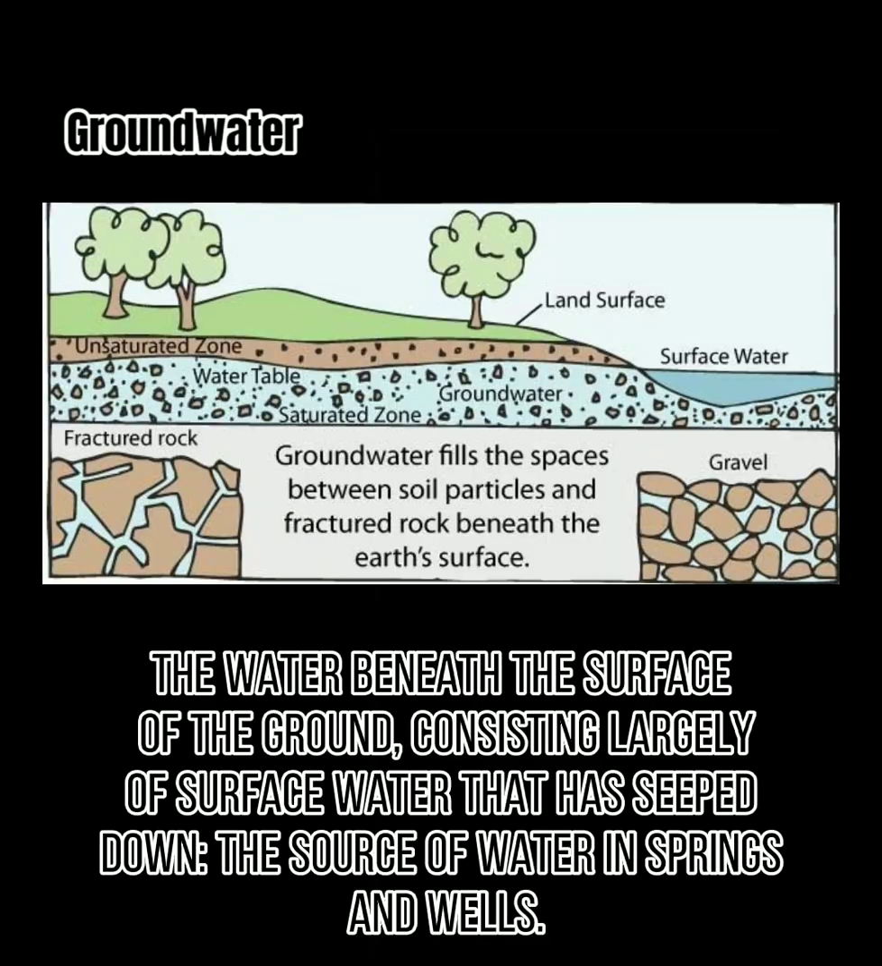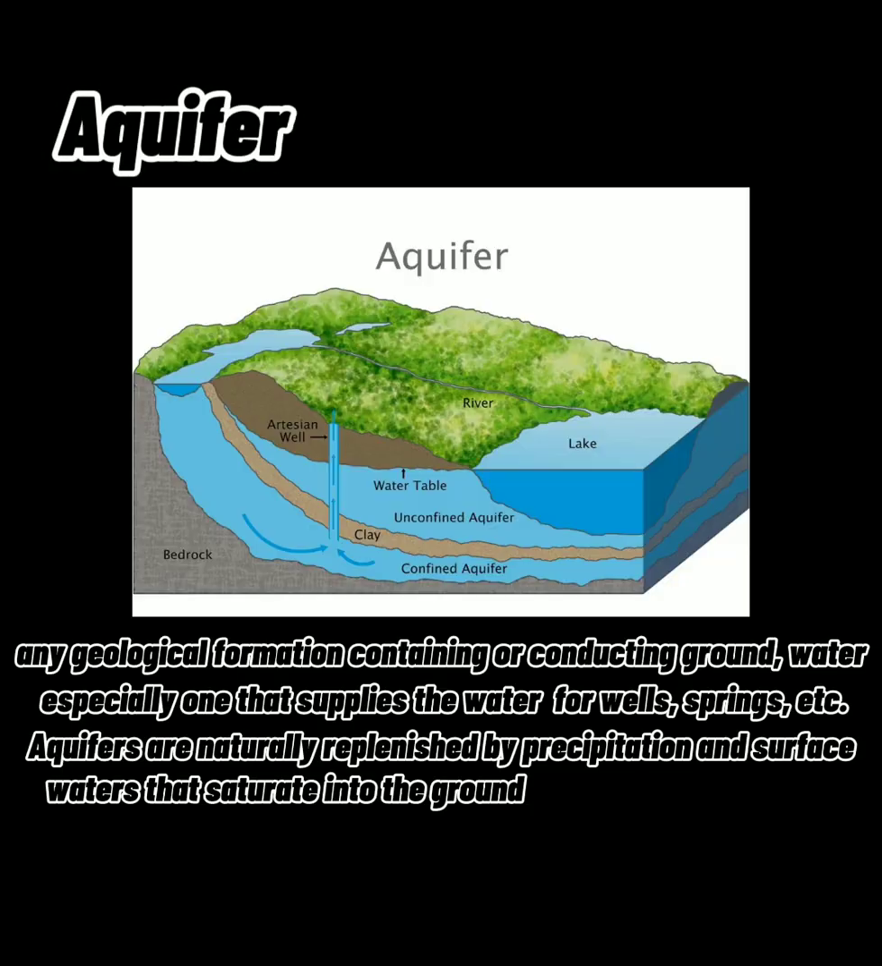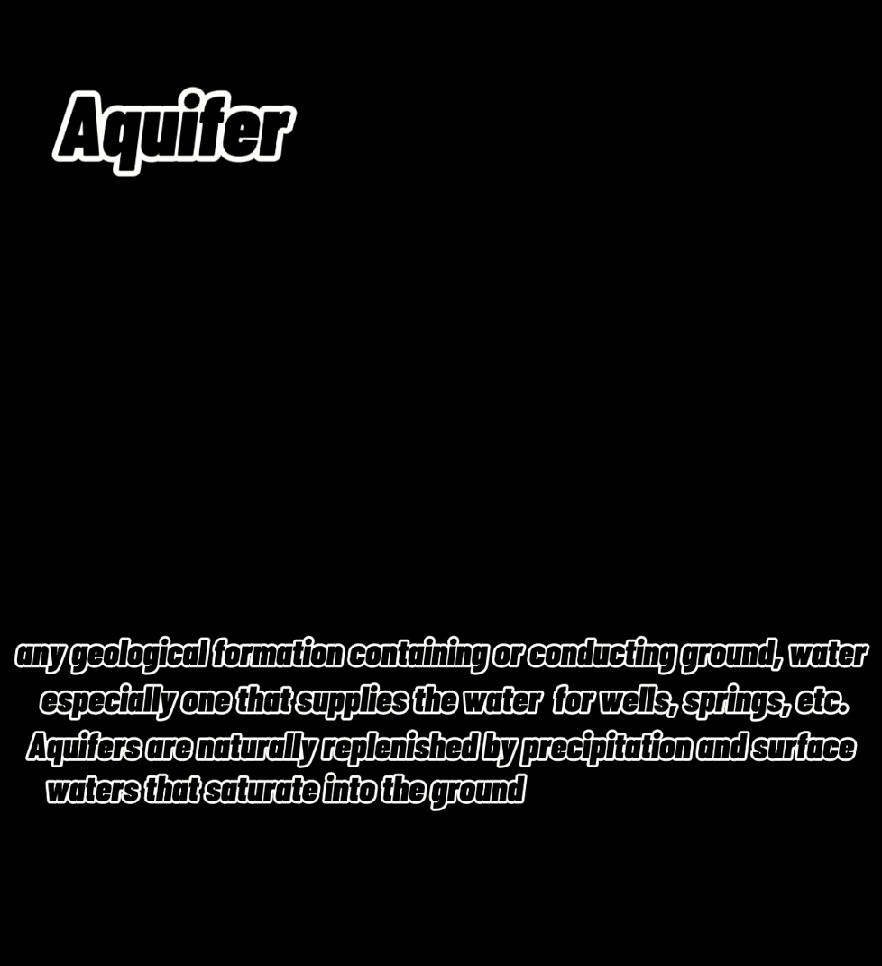Terms in saltwater intrusion: groundwater, the water beneath the surface of the ground, consisting largely of surface water that has seeped down, the source of water in springs and wells. Aquifer, any geological formation containing or conducting groundwater, especially one that supplies the water for wells and springs. Aquifers are naturally replenished by precipitation and surface waters that saturate into the ground.